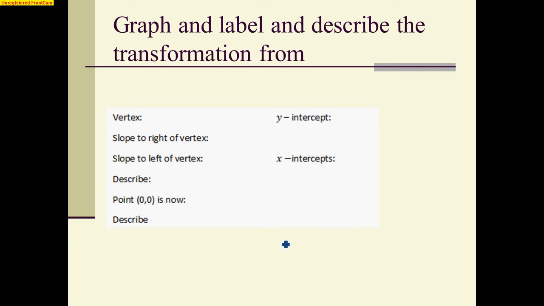So when I ask you to graph, label, and describe, that's three things you're expected to do. You need to graph, you need to label the way I show you how to label, and you need to describe the transformation from y equals the absolute value of x.